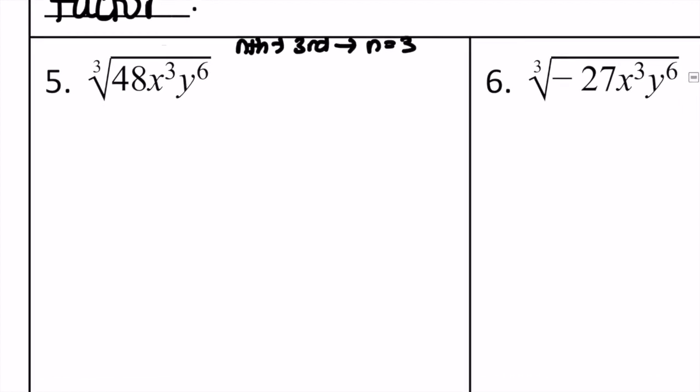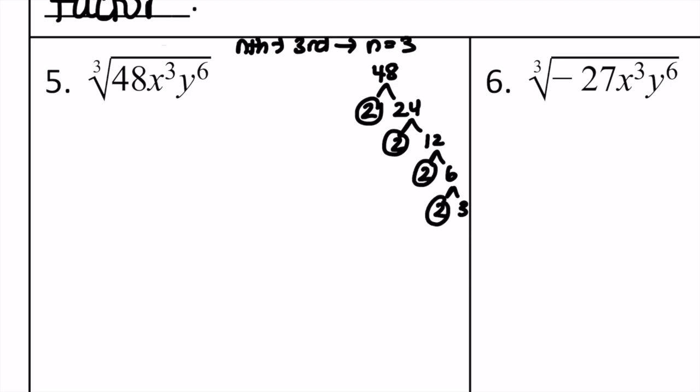So what I'm going to do on the side here is to break down 48 into its smallest prime factors. I'm going to use one of those factor trees. So I have 48 breaks down into 2 times 24, and 24 breaks down into 2 times 12, and 12 breaks down into 2 times 6, and 6 breaks down into 2 times 3, and that's as far as I can go. So I have 1, 2, 3, 4 2s, and 1 3 being multiplied.